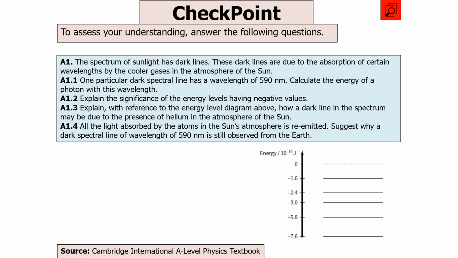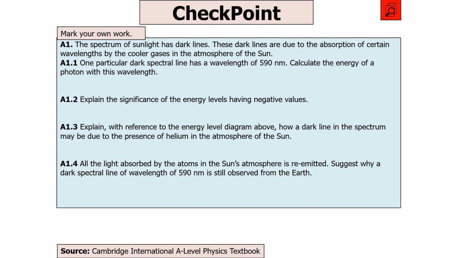The next question says, the spectrum of the sun has dark lines. These dark lines are due to the absorption of certain wavelengths by the cooler gases in the atmosphere of the sun. One particular dark spectral line has a wavelength of 510 nanometers. Calculate the energy of a photon with this wavelength. Explain the significance of the energy levels having negative values, and then explain, with reference to the energy level diagram above, how a dark line in the spectrum may be due to the presence of helium in the atmosphere of the sun. Then all the light absorbed by the atoms in the sun's atmosphere is re-emitted. Suggest why a dark spectral line of wavelength 590 nanometers is still observed from the Earth. So pause the video now, then unpause the video when you want to go through your answer.